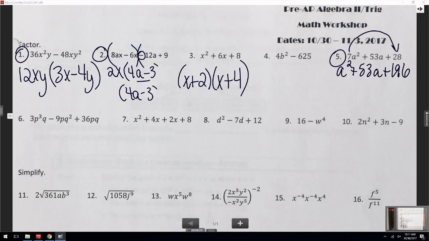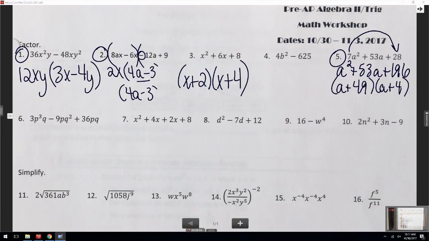Y'all are pros at that. You got that part. Okay? Then you're even pros at finding the factors of 196 that add or subtract to be 53. How much was that? 49 and 4. Sounds right. And then this is where we get lost, right? Right here. Some of us know. Some of us are pros. All right, that's the slide part.